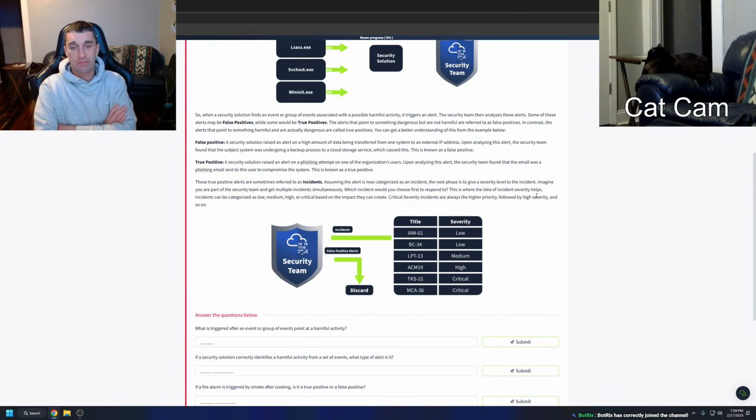Assuming the alert is now categorized as an incident, the next phase is to give a severity level to the incident. Imagine you are part of the security team and get multiple incidents simultaneously. Which incident would you choose first to respond to? This is where the idea of incident severity helps. Incidents can be categorized as low, medium, high, or critical based on the impact they can create. Critical severity incidents are always the higher priority, followed by high severity, and so on. Critical, high, medium, low.